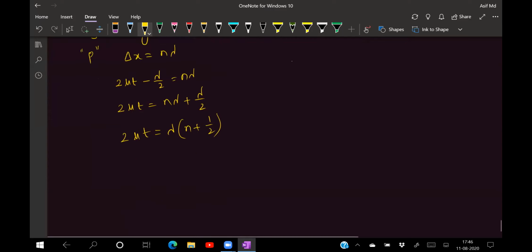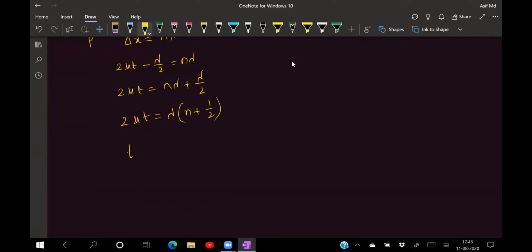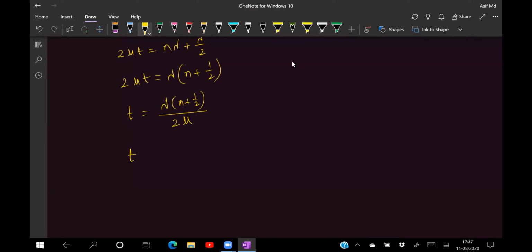Okay, so if I simplify further, t will be equal to how much? t is equal to lambda into (n plus 1/2) divided by 2 into mu. If I take the 2 down and simplify it, t is equal to 2 into (n plus 1) into lambda divided by 2 into 2, which becomes 4 into mu. So this is the thickness of the film.